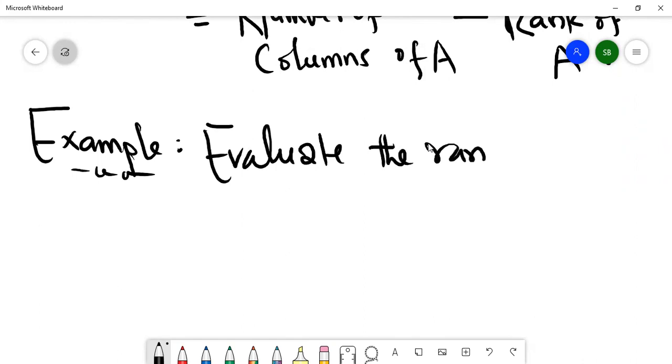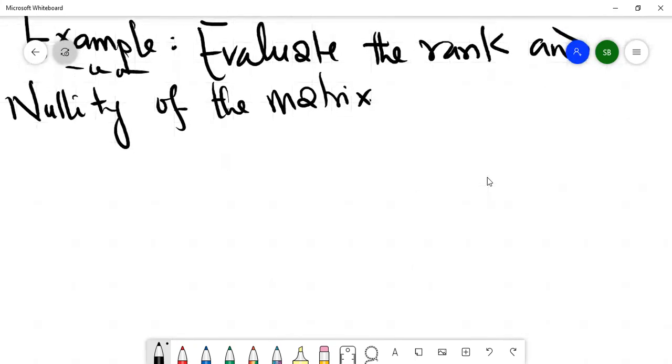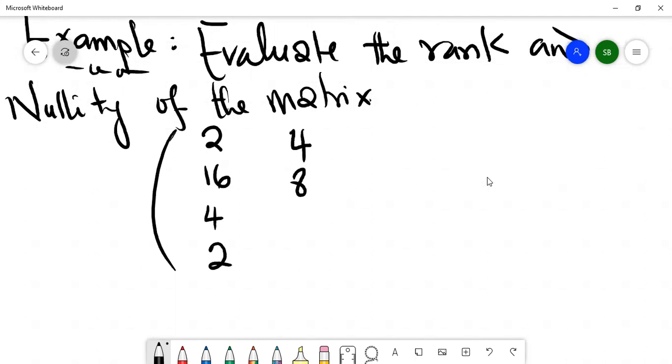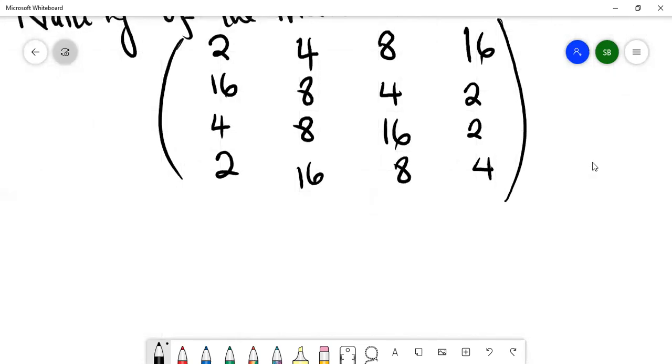So suppose we are to evaluate the rank and nullity of the matrix. Which matrix? The matrix with rows 2, 16, 4, 2; 4, 8, 8, 16; 8, 4, 16, 8; and 16, 2, 2, 4. Now, we have this theorem of ours.